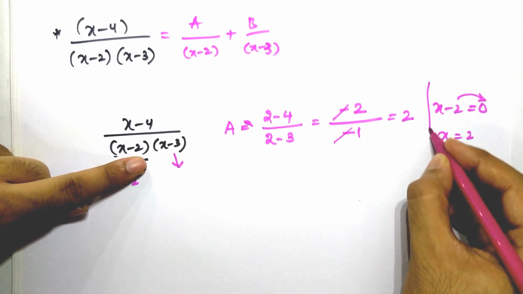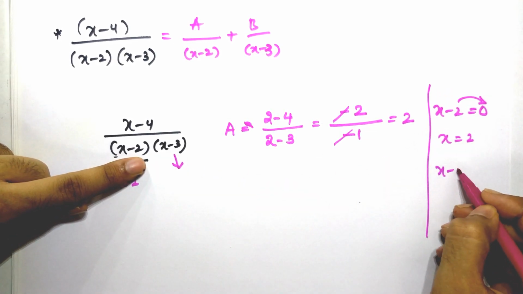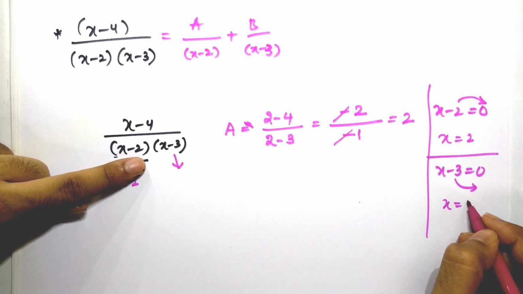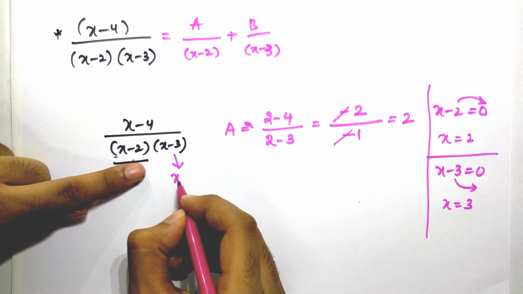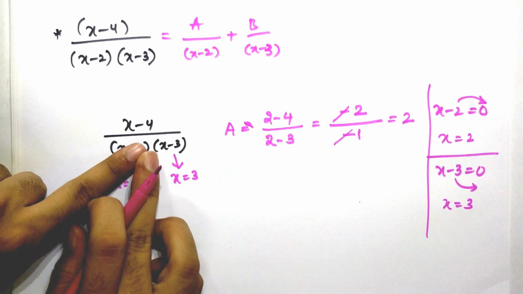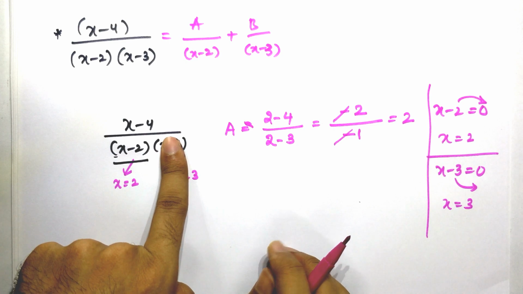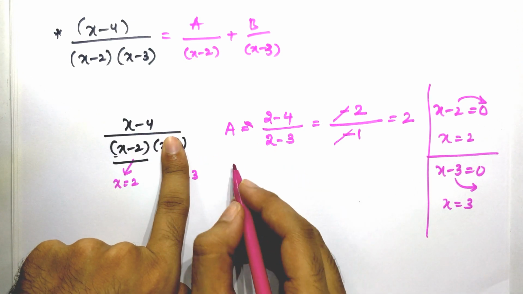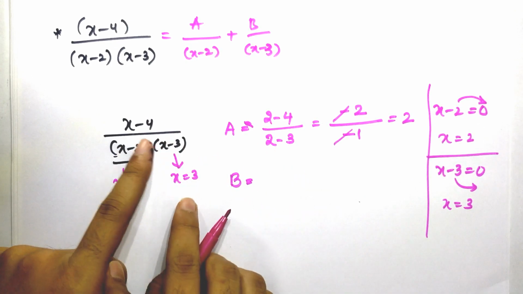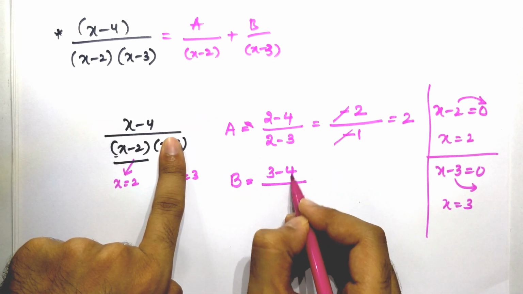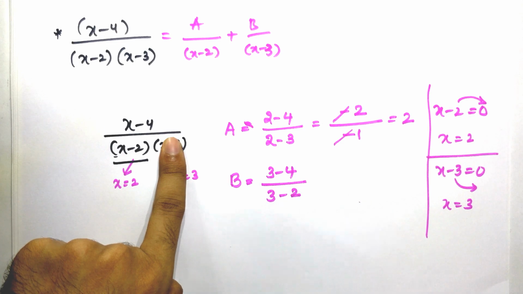calculate the value from this one. So x minus 3 is equal to 0. When this minus 3 goes on the right, it becomes plus 3. So x is equal to 3. The moment I substitute x is equal to 3 in the leftover term, hide this term. If I hide this x minus 3, what is left? x minus 4 by x minus 2. So substitute the value of 3 in the leftover term. So 3 minus 4 by 3 minus 2.